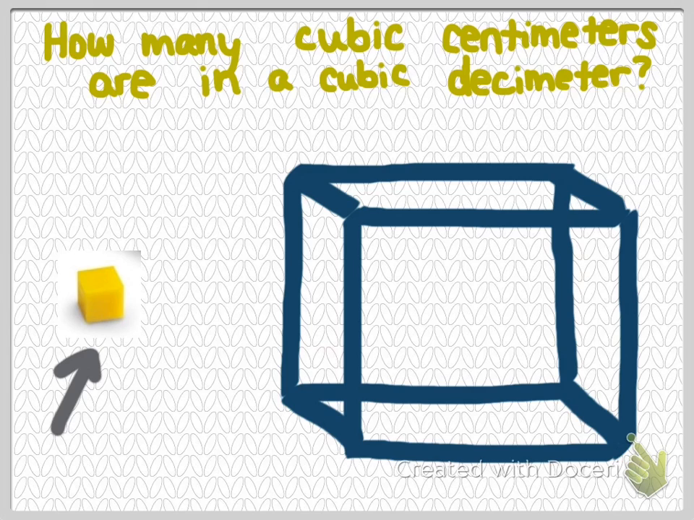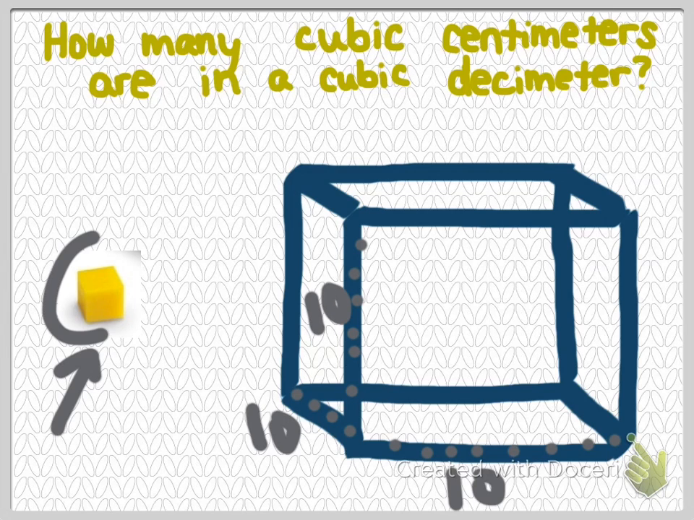Like we said earlier, the yellow cubes are cubic centimeters, and it would take 10 cubic centimeters to fill up one side of a cubic decimeter. So if we think about volume, the length, the width, and the height would all be 10, because we would need 10 cubes for each side. If we use our formula, volume equals length times width times height, we can figure out how many cubic centimeters are in a cubic decimeter.